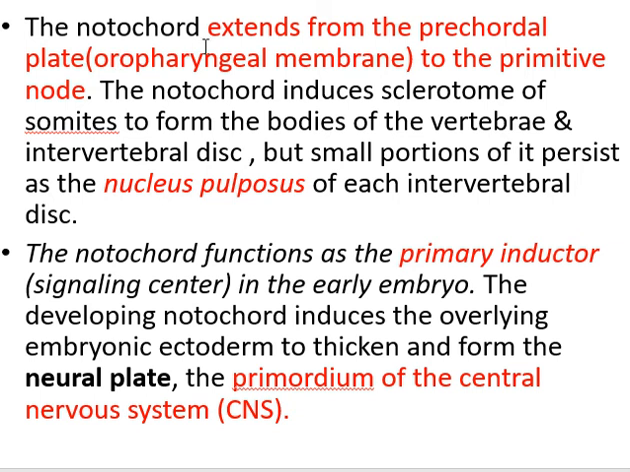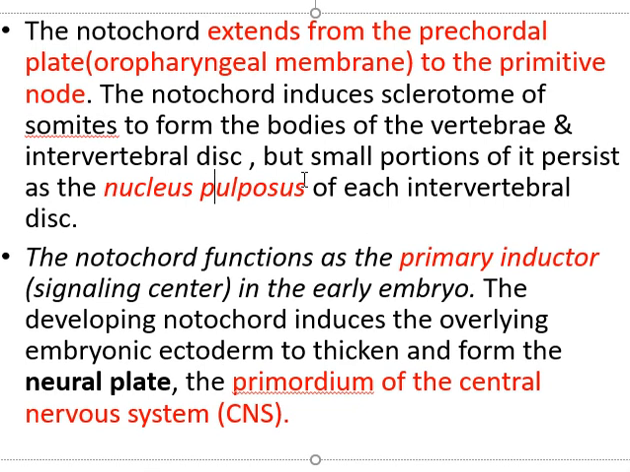The notochord extends from the precordal plate to the primitive node. The notochord induces the sclerotome of the somites to form the bodies of the vertebrae and intervertebral discs, but a small portion of it persists as the nucleus pulposus of each intervertebral disc.